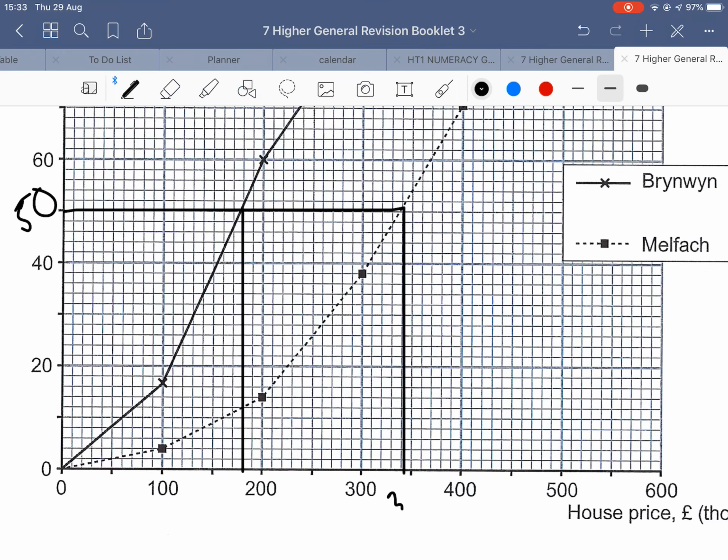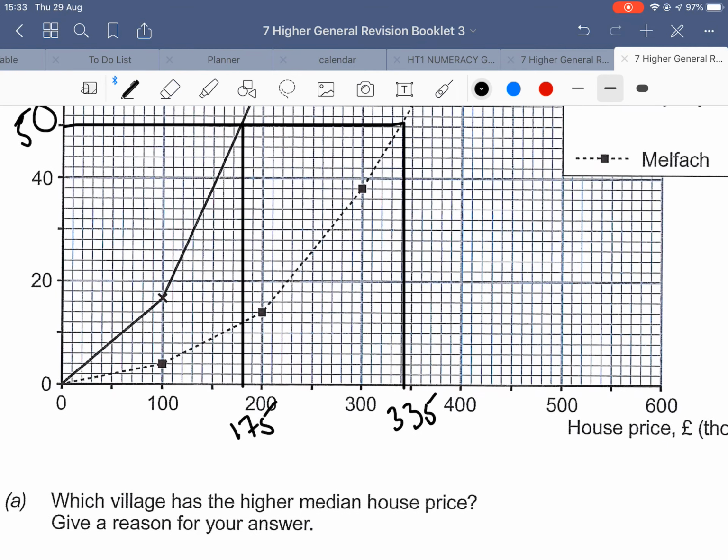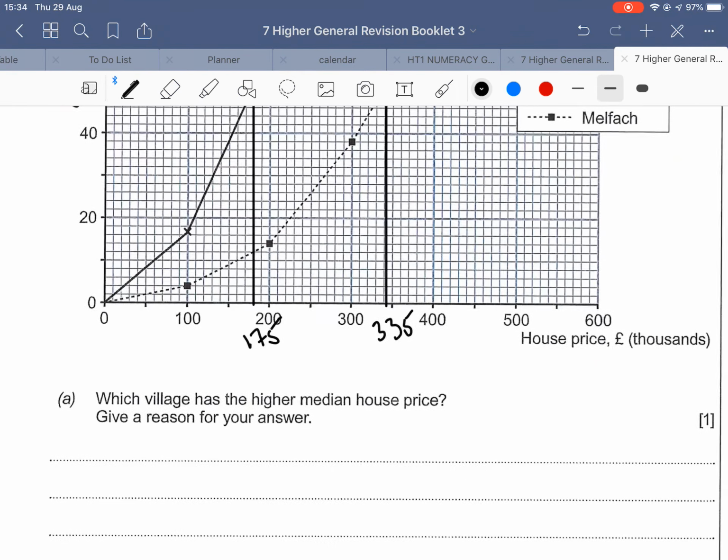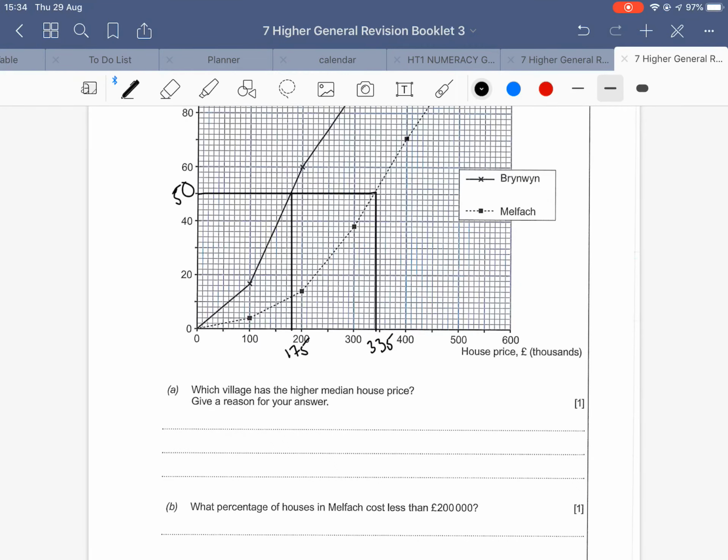So I think that's about 300. That's 350. So I don't know, 335. That one. Ooh. 175. That's probably a bit different to what yours is, but as long as you've got something around there.